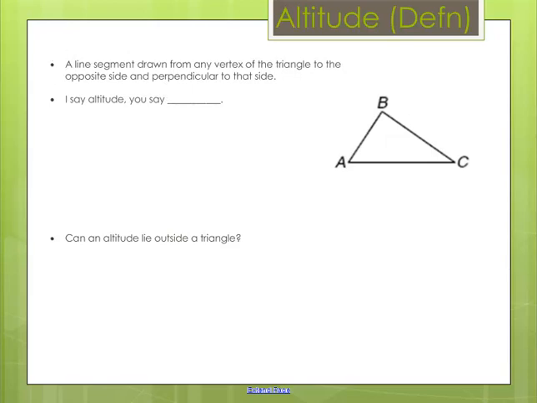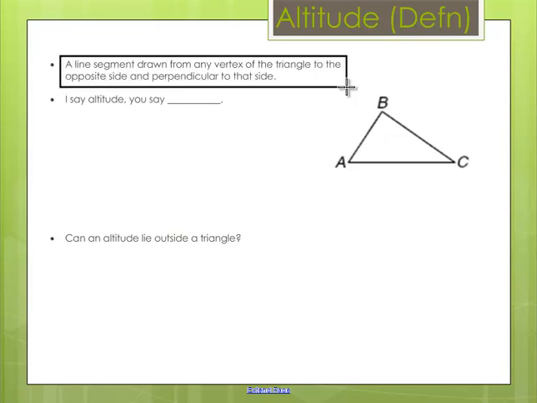A line drawn from any vertex of the triangle to the opposite side, and it's perpendicular. Okay, you need to have that down. You need to have it memorized. And what we're really doing is we're taking a line from any vertex, and we're drawing it so they're perpendicular. I could draw it from A, I could draw it from B. Now I know my lines aren't perpendicular, but just let's pretend they are. And they're perpendicular because I'm marking that it's a right angle. So I say altitude, you would say perpendicular from vertex.